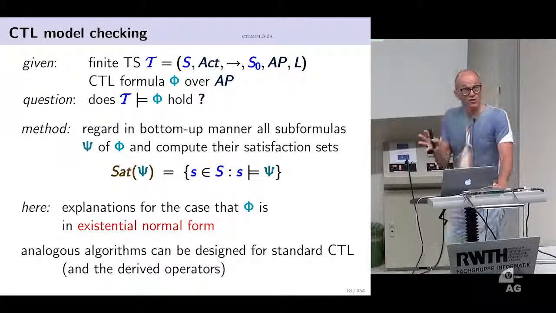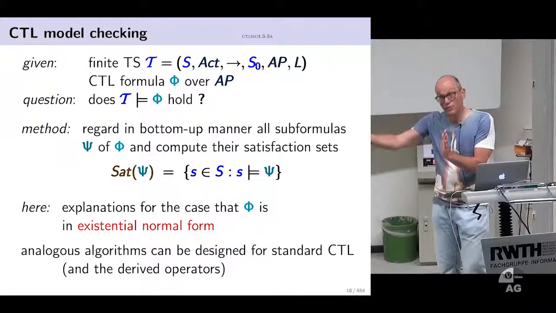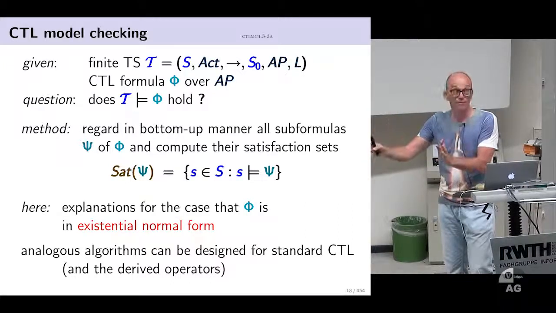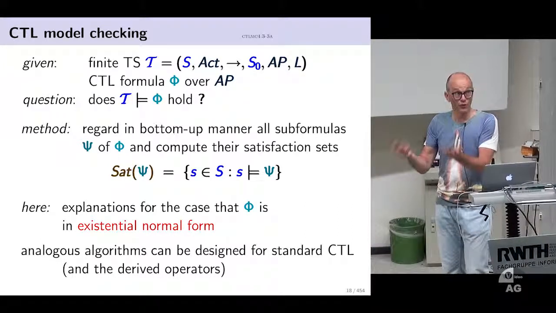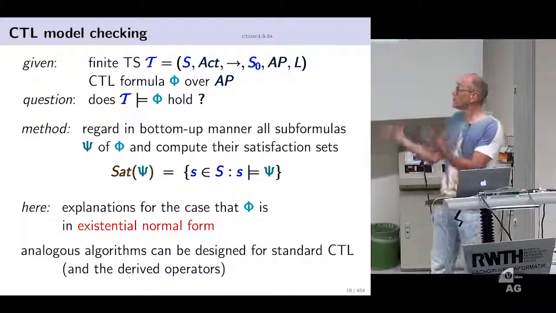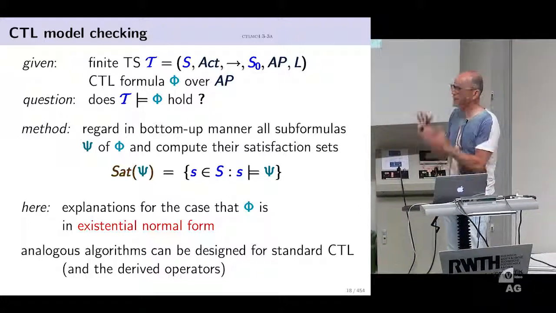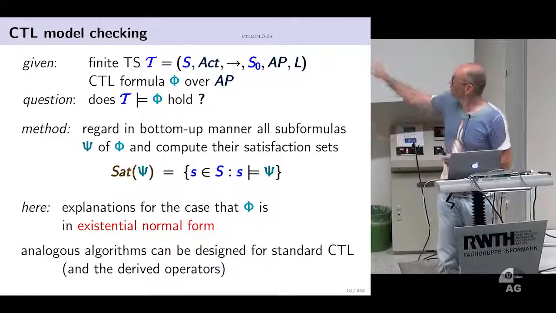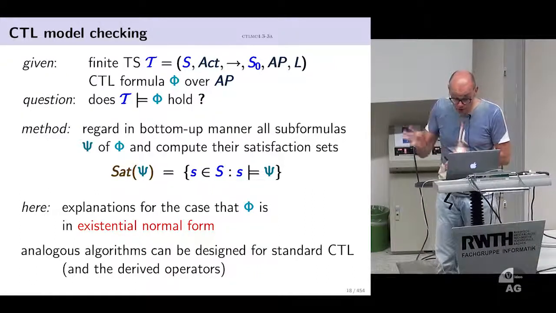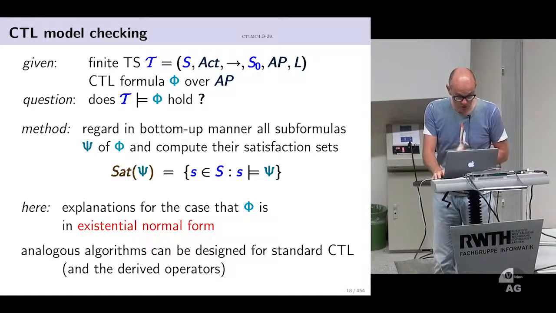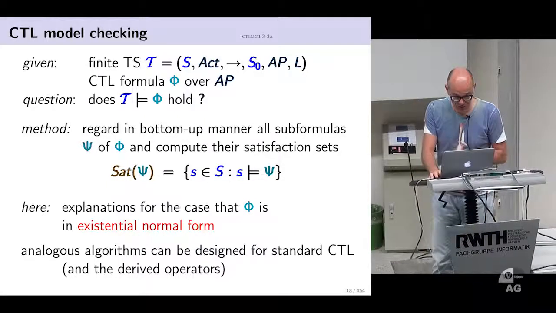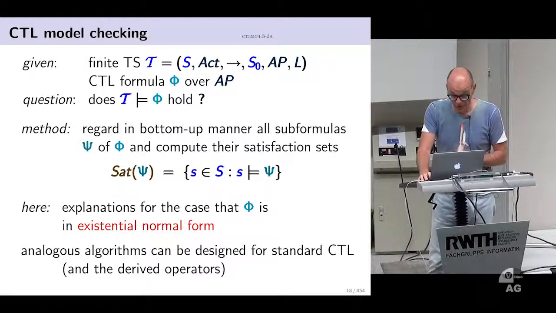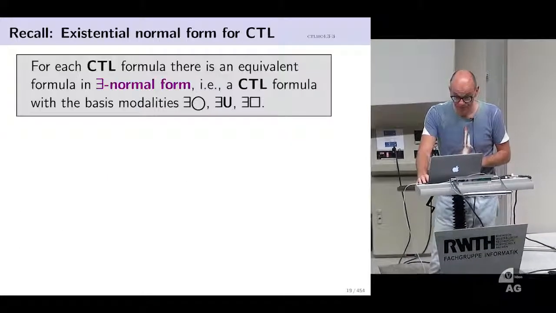I know that the existential normal form can be longer than the original form, yeah? And you can do the same reasoning for universally quantified formulas, but for simplicity, I only do the explanations for existential normal form. Good, so analogous algorithms can be designed for universally quantified formulas. So it's only for the presentation that we do the simplification. It's not the case that in practice you first always have to transform your formula into existential normal form.